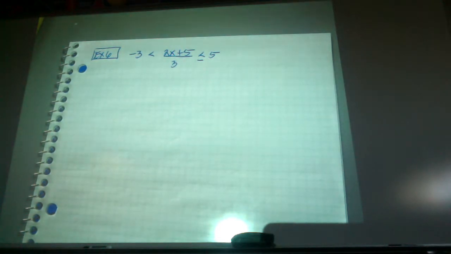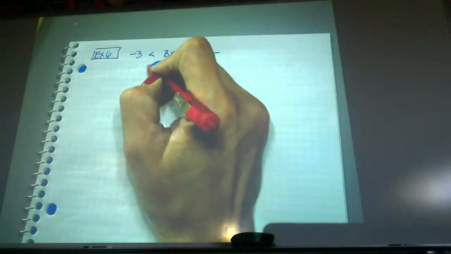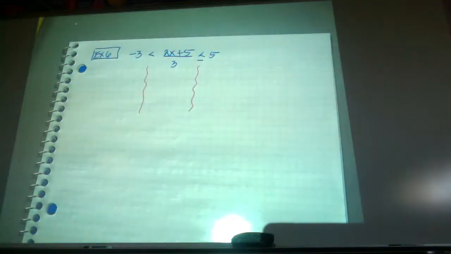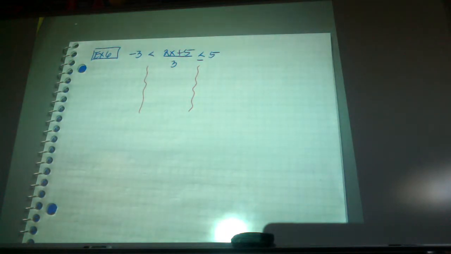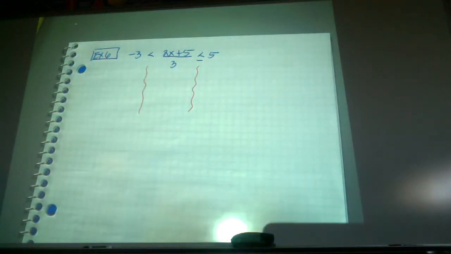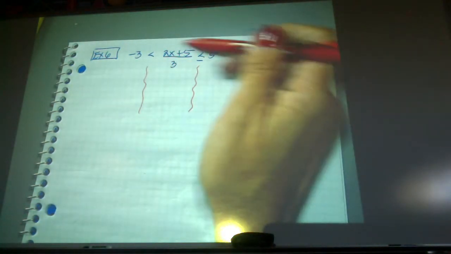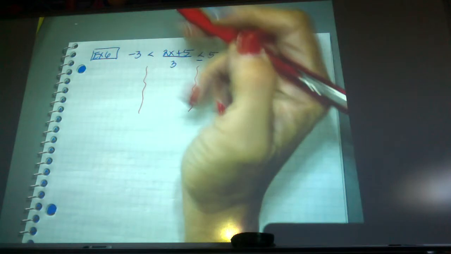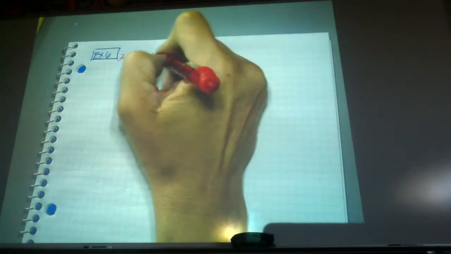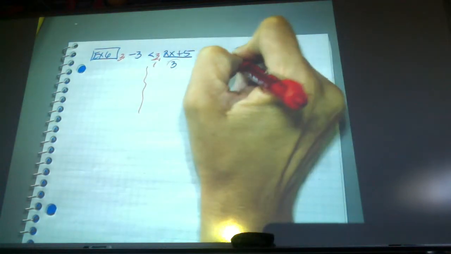You also have 3 parts to this. You could split this into 2 different inequalities, but we're in pre-calc. I want you to start to think that what I do to one side, I do to all 3, and work from the middle out. First thing I want to do is get rid of the fraction, right? So I want to get rid of that denominator, which is 3. So I'm going to multiply everything here, all 3 sides, by 3.